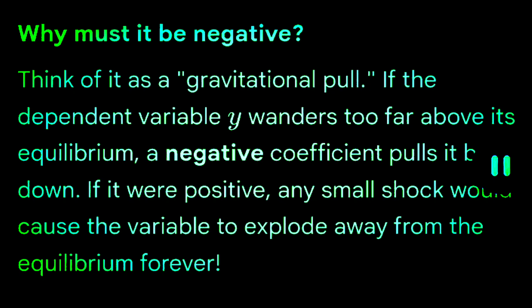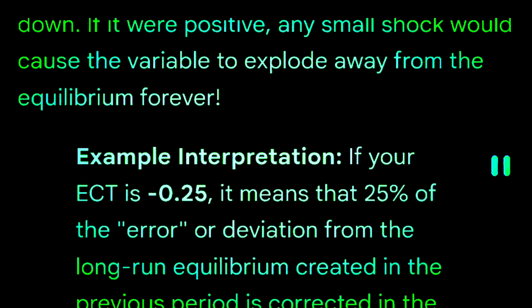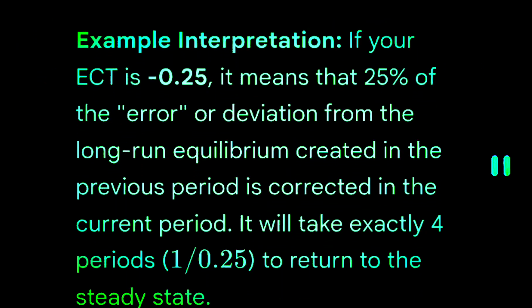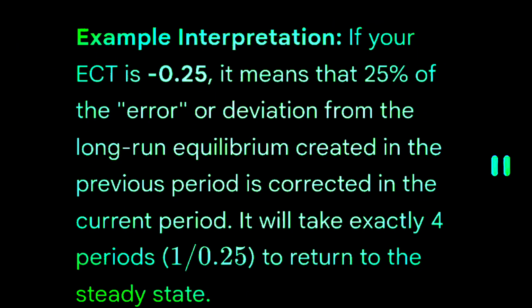Example interpretation. If your ECT is minus 0.25, it means that 25% of the error or deviation from the long-run equilibrium created in the previous period is corrected in the current period. It will take exactly 4 periods, 1 over 0.25, to return to the steady state.